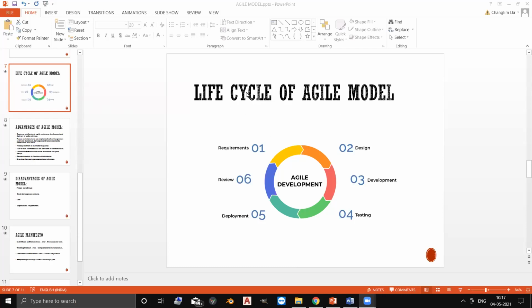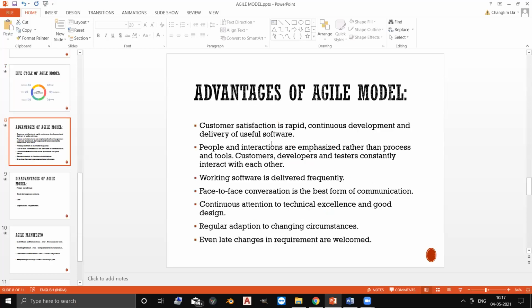I'll be sharing some of the advantages, disadvantages, the manifesto, and life cycle of agile models. In the life cycle of agile models, there are 6 stages: the requirements, design, development, testing, deployment, and the reviews.